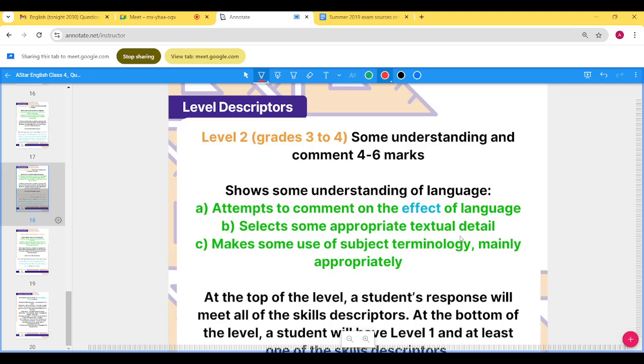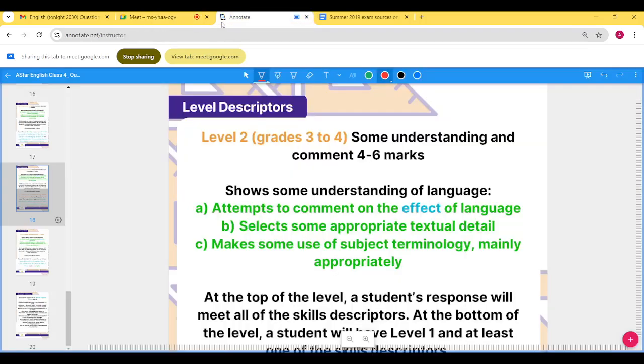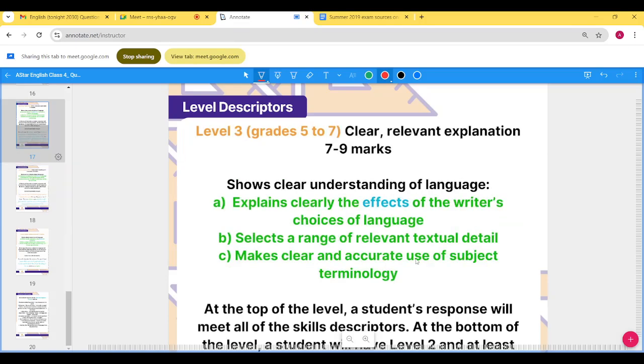Okay, so we're just going to move on quickly to level 2. Sorry, I think someone's put their hand up. Go for it, Sanjay. So can you show the previous slide? Yeah, no problem, no problem. I'll put it up if you want.